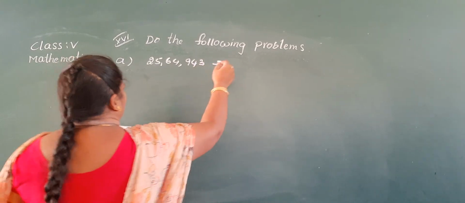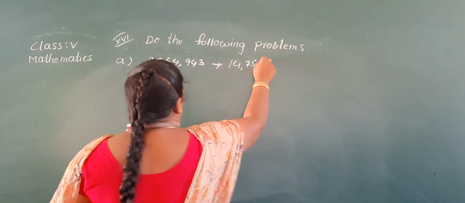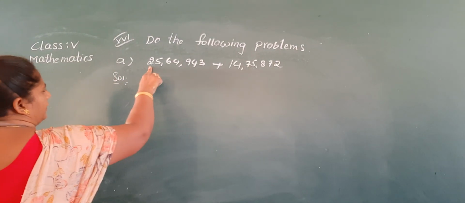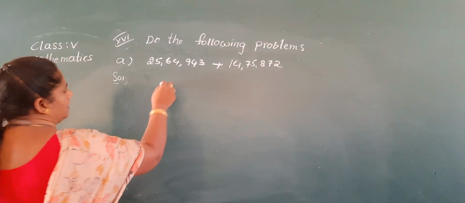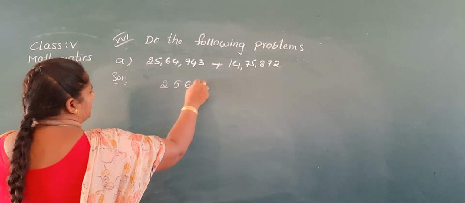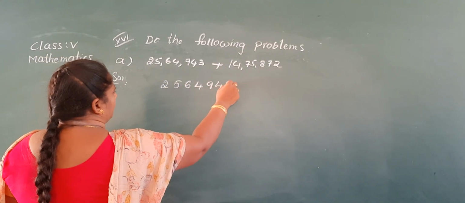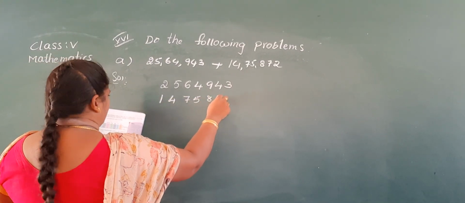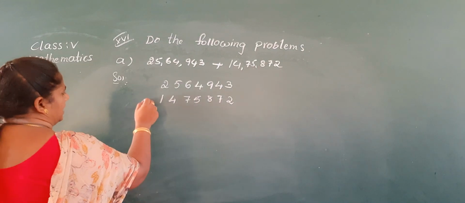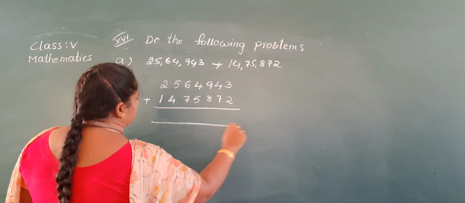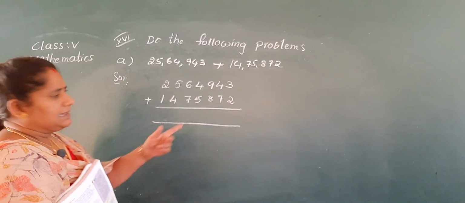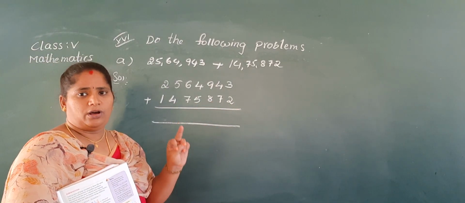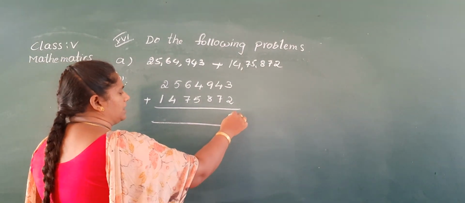25,64,943 plus 14,75,872. So how to add these numbers? First you have to arrange these numbers, number down number. Now start the addition from the ones place. 3 plus 2: 3 in the mind, take 2 fingers, 3 after 4, 5. Write 5 in the ones place.